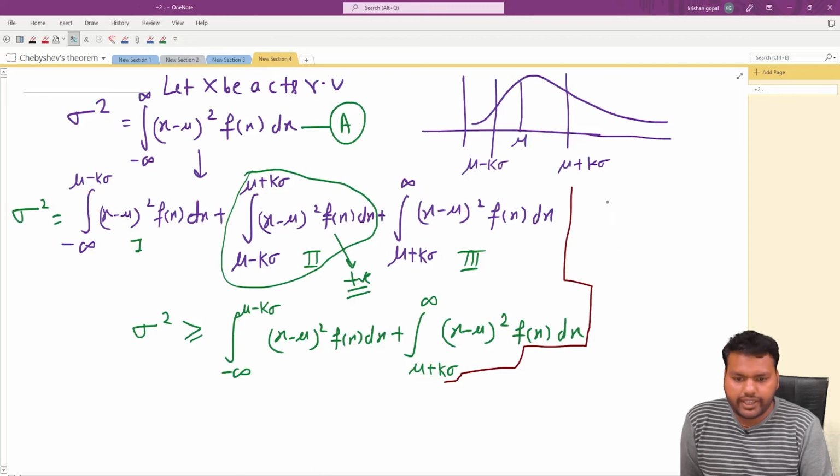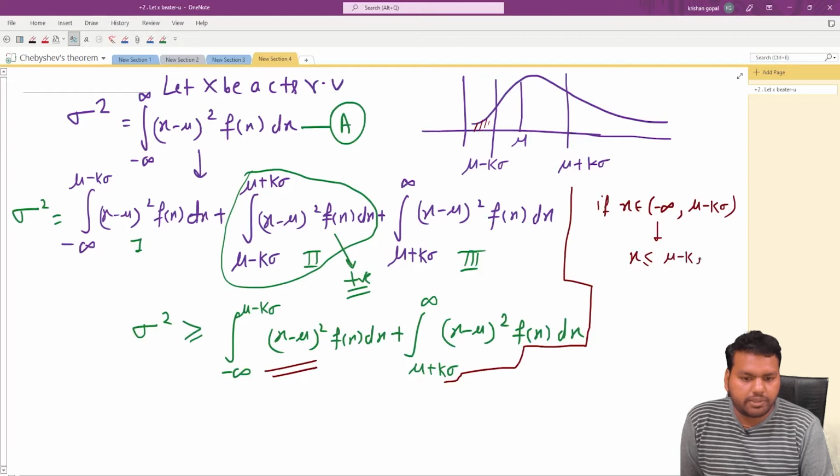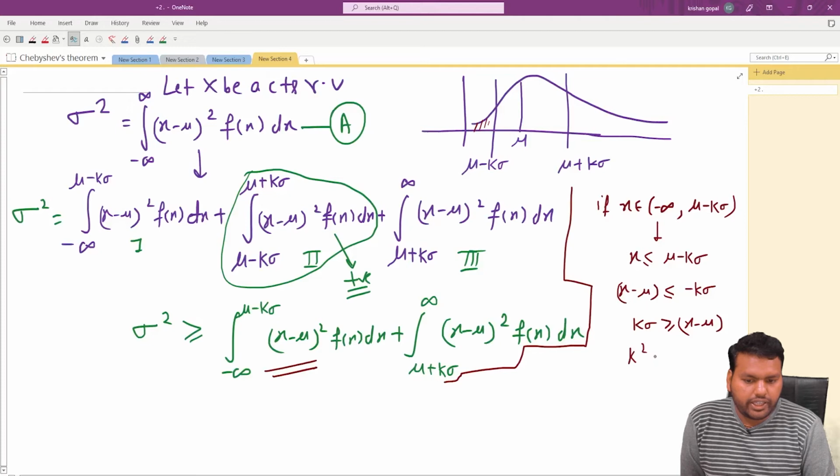Now take the case when x belongs to minus infinity to mu minus k sigma. If x lies in this part, that means x is always less than mu minus k sigma. I can write this as x minus mu is less than or equal to minus k sigma, and so k sigma is greater than x minus mu in magnitude. Now I can square it: k square sigma square is greater than (x minus mu) whole square, and I can say this is the second equation.